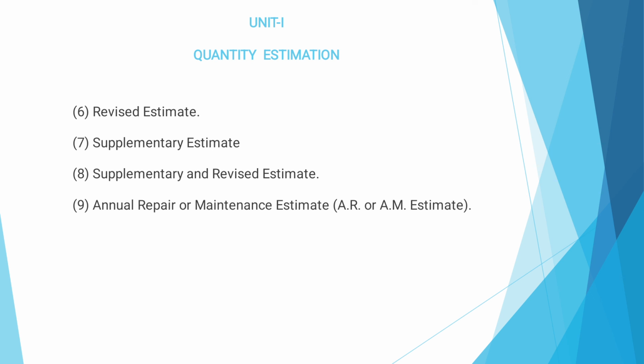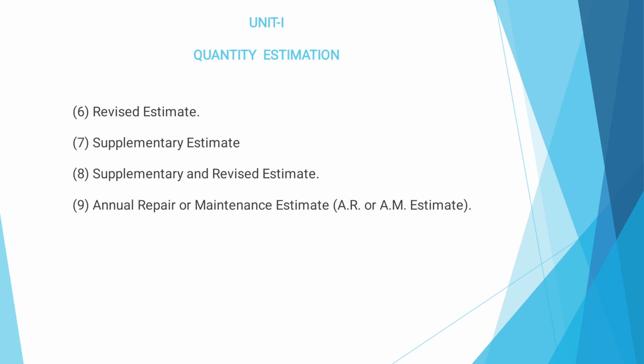If at any time, either before or during the execution of original work, it is found that the original estimate is excessive, then the divisional officer may sanction a revised estimate of reduced amount. While giving such sanction, the Accountant General and other higher authorities are informed. That is supplementary and revised estimate.